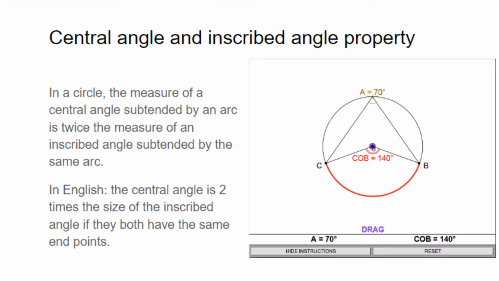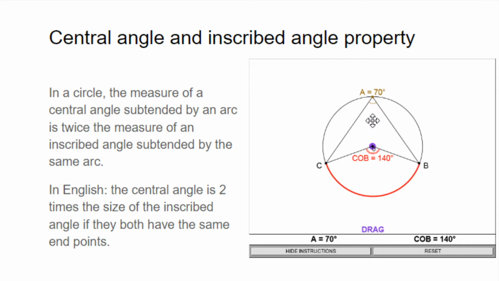So now let's talk about a couple properties that we can use to solve some math problems around this kind of stuff. The central angle and inscribed angle property. In a circle, the measure of a central angle, so right in here, subtended by an arc, subtended by this arc, is twice the measure of an inscribed angle, this guy here, subtended by the same arc.